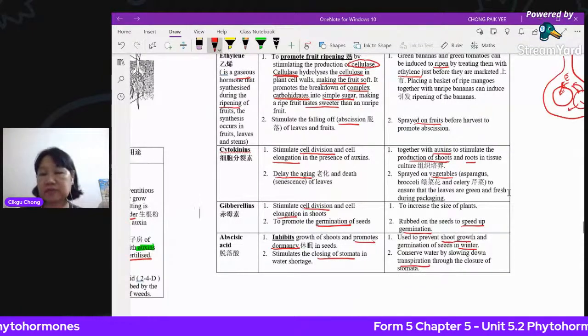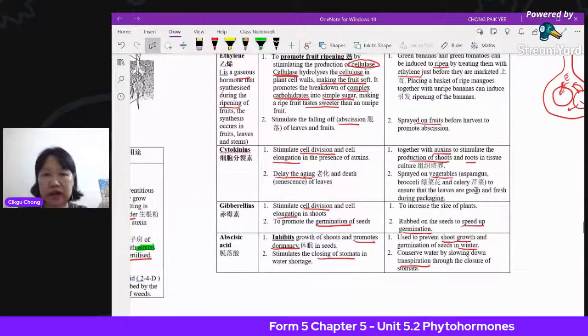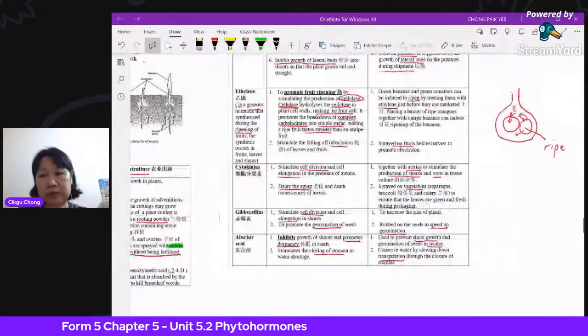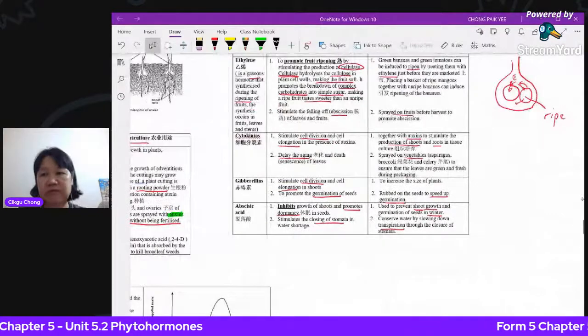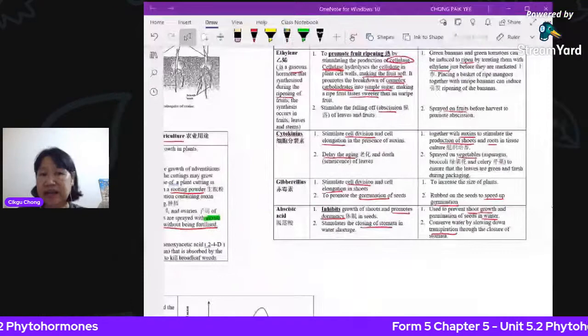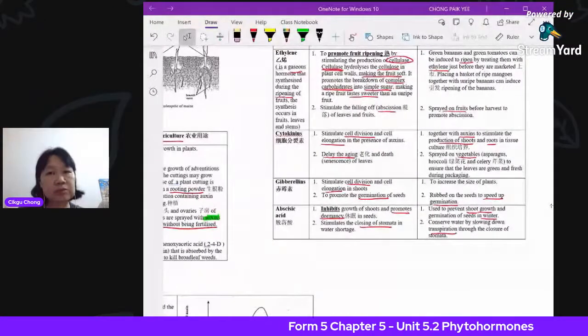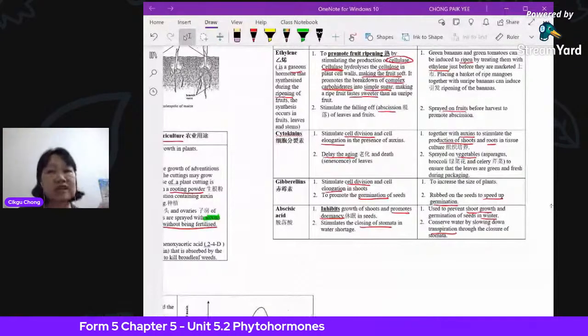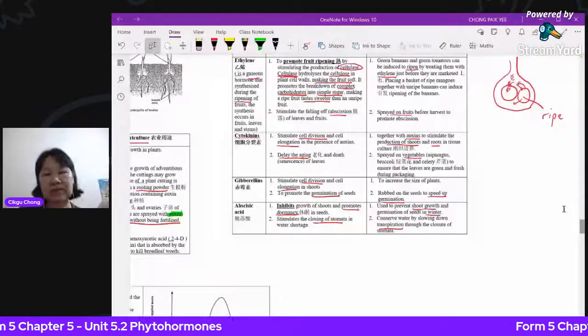Okay, so I've mentioned the effect of the five types of hormone, and I've also made it easy for you to remember. The first three are for growing. All right, and then the other two: one is ethylene, which is more for ripening. Remember ripening. The other one is for dropping, right? Everything old, it will drop. So it's drying up, it's abscisic acid.